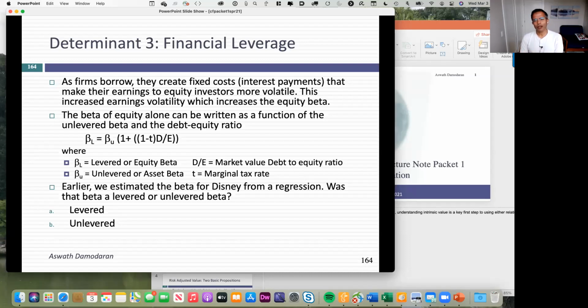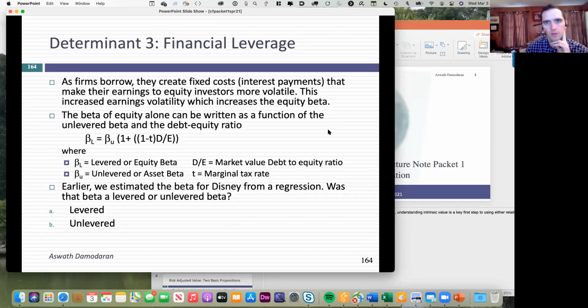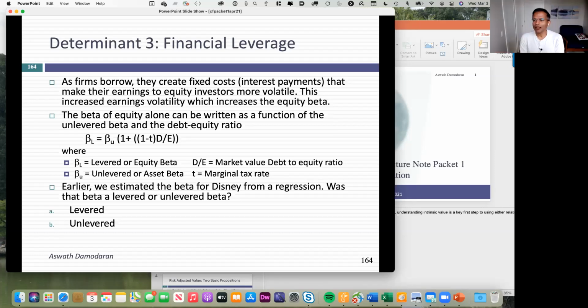So I'm going to ask you a generic question because we see regression betas all over. We see them in Bloomberg, we see them in Yahoo Finance. Is a regression beta a levered beta or a non-levered beta? William Clements, can you help me out here? Is a regression beta a levered beta or a non-levered beta? Say unlevered beta? It's a 50-50 shot, but I'll give you another chance. Levered? It is a levered beta.